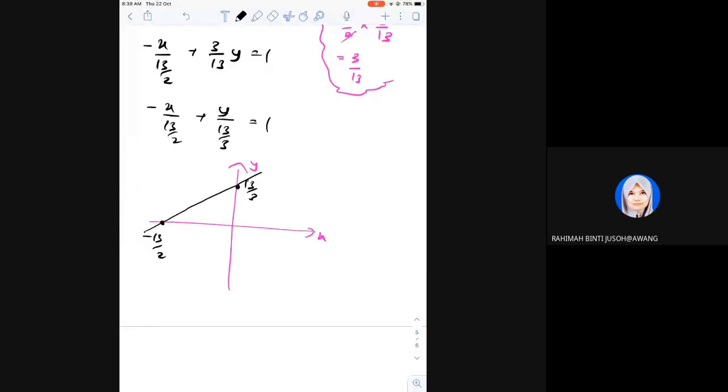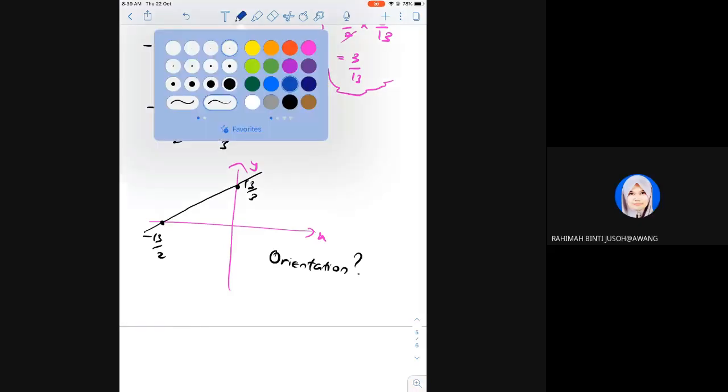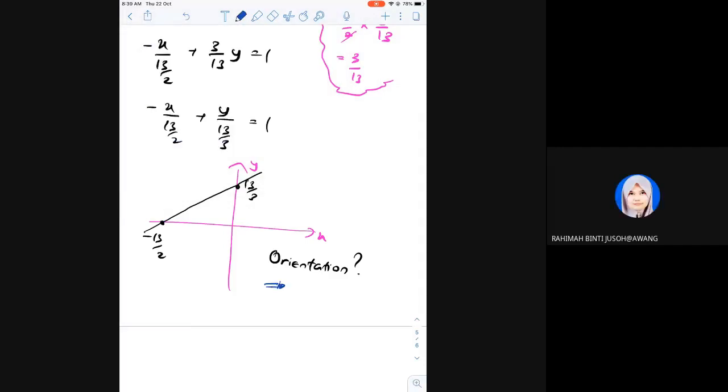Okay. Now, orientation. Dalam video tu, satu lagi elemen untuk parametric equation adalah orientation. What is orientation? Anyone? You already watched the video. Orientation means the direction. Okay? Yes, direction of increasing t. Direction of increasing t.